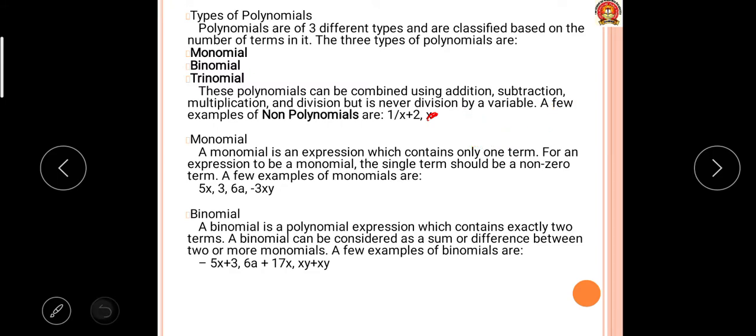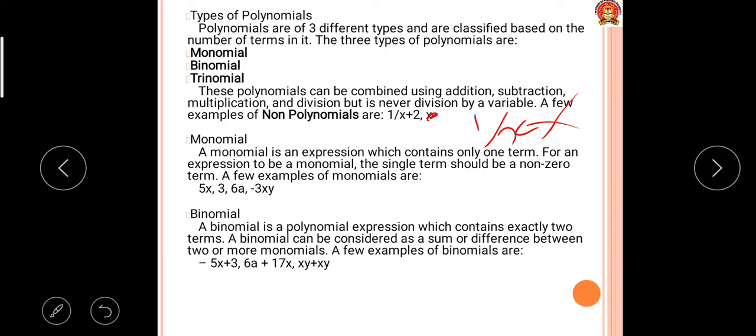This is not a polynomial. Why? Because when you simplify, you will get x raised to the power minus 1, and in a polynomial the degree or power of a variable should be a positive integer. Why is it called a positive integer? Because 0 is also included in that.